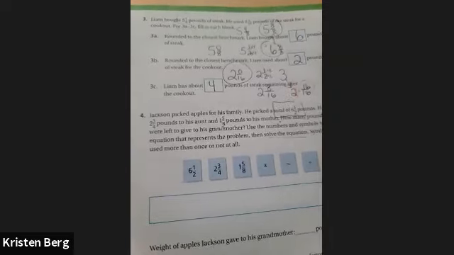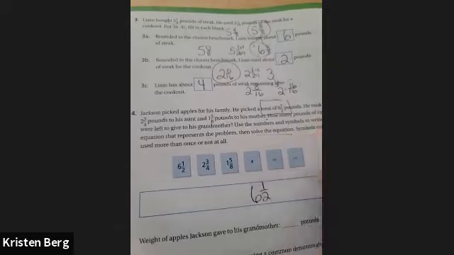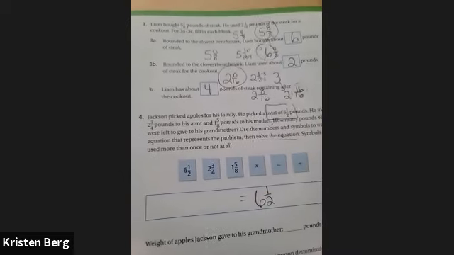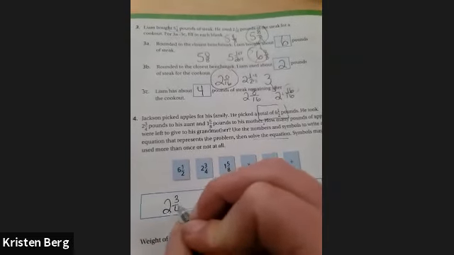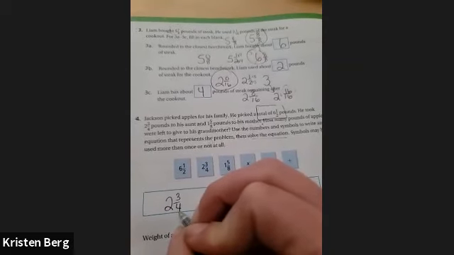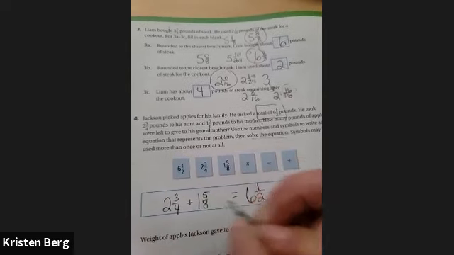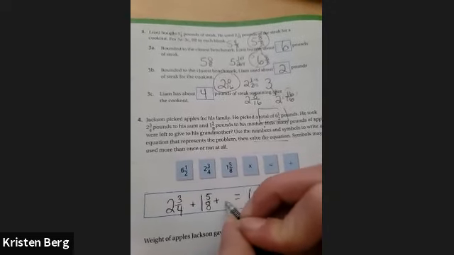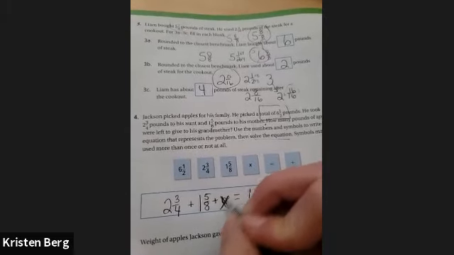So it says he picked a total of 6.5 pounds. So this is what the total is. 6.5 pounds is what it was. Then it said he took 2 3/4 to his aunt, and then plus he gave 1 5/8 to his mom, and then plus an X. We don't know how much he gave to his grandma.